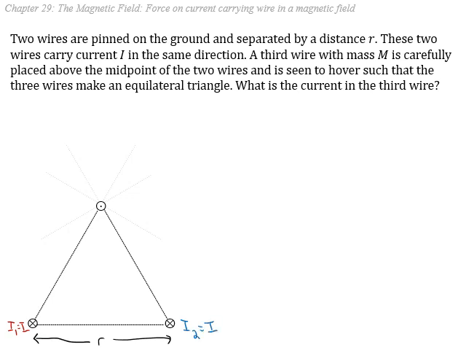A third wire with mass M is carefully placed above the midpoint of the 2 wires, so right above the top there. The top of the triangle is right above the midpoint of the bottom, and is seen to hover such that the 3 wires make an equilateral triangle. So this length is R, this length is R. If it's an equilateral triangle, all the angles in the triangle are 60 degrees.